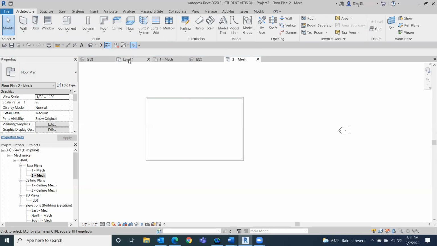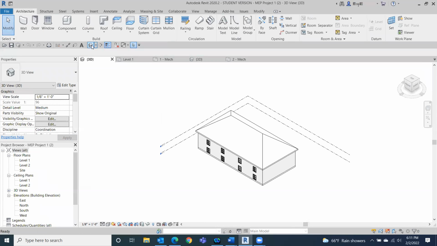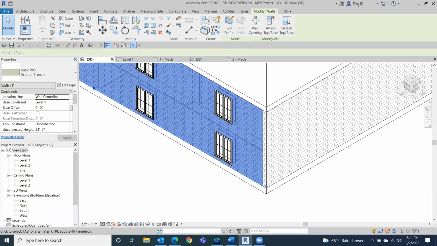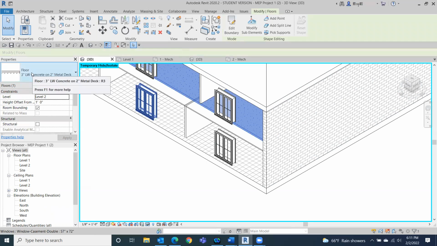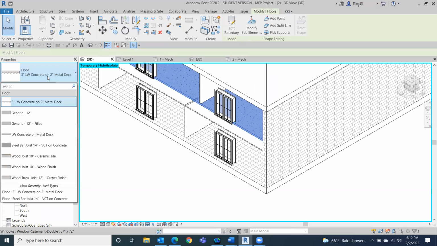So if we go back and let's go to my level 1 here. This is the type of floor that I'm using that is obviously not loaded into the mechanical side. But like I said, this isn't the important part. The important part is being able to put in our mechanical stuff. But just to show you what the difference is that I was looking at.